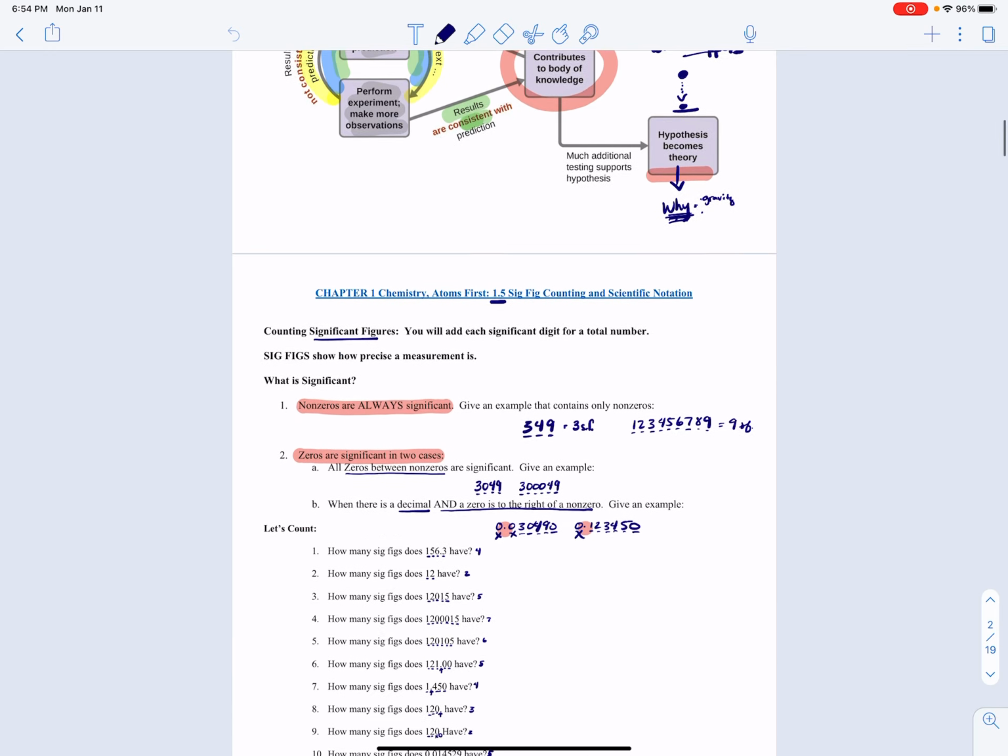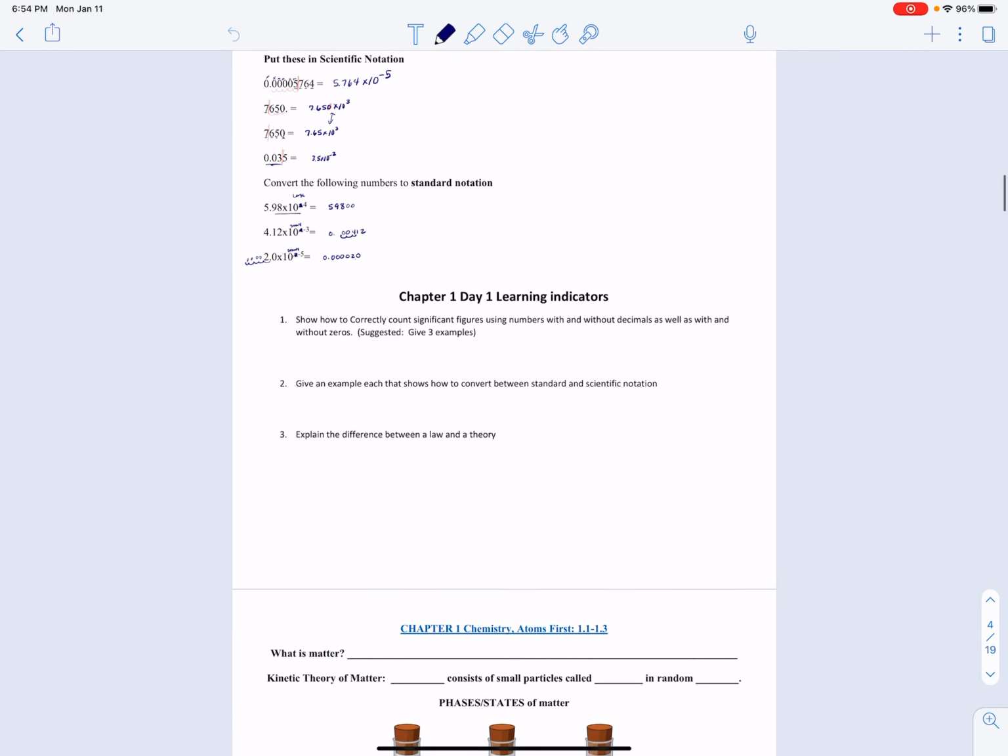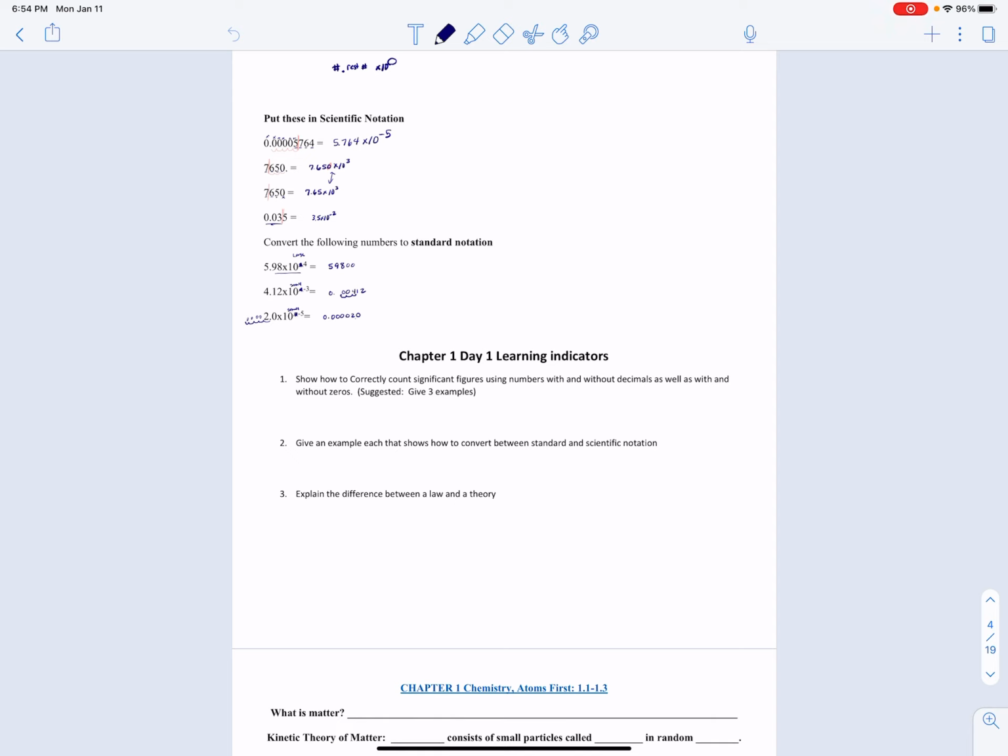So you want to fill in those indicators on your own, and they'll just help you review what we just covered and also have your information down for what you need to know for your tests.